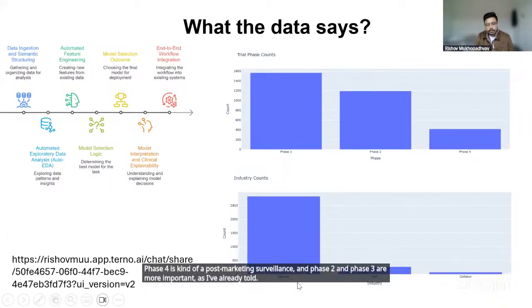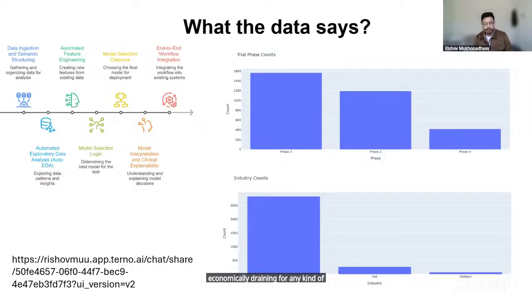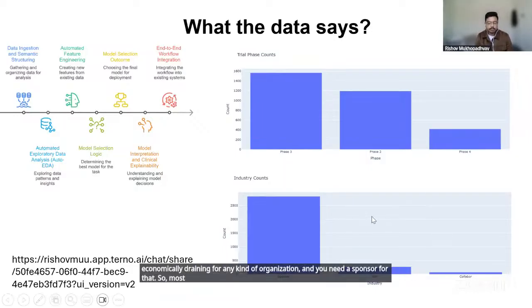It showed that most of the projects are sponsored, very few are not sponsored, and very few are collaborative, which also makes sense because clinical trials are extremely economically draining for any kind of organization, and you need a sponsor for that. So most of the projects will be sponsored. So these are correct, and this is also a kind of quality check on whether Torno is working fine, and it is actually working fine.